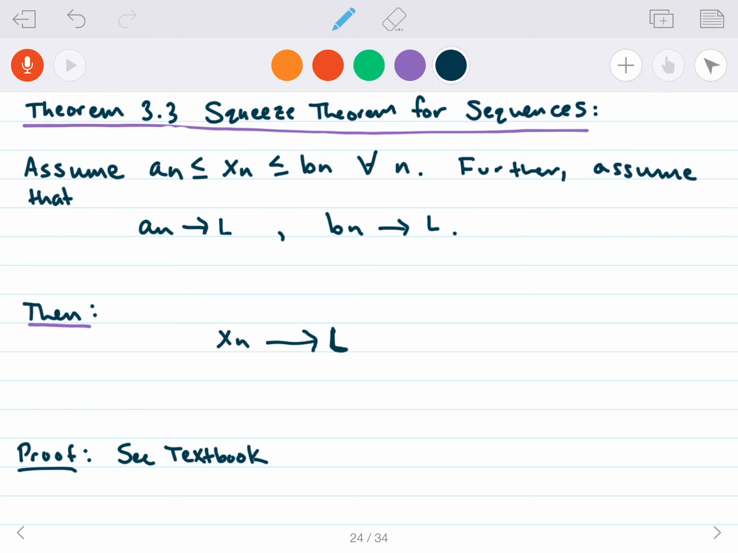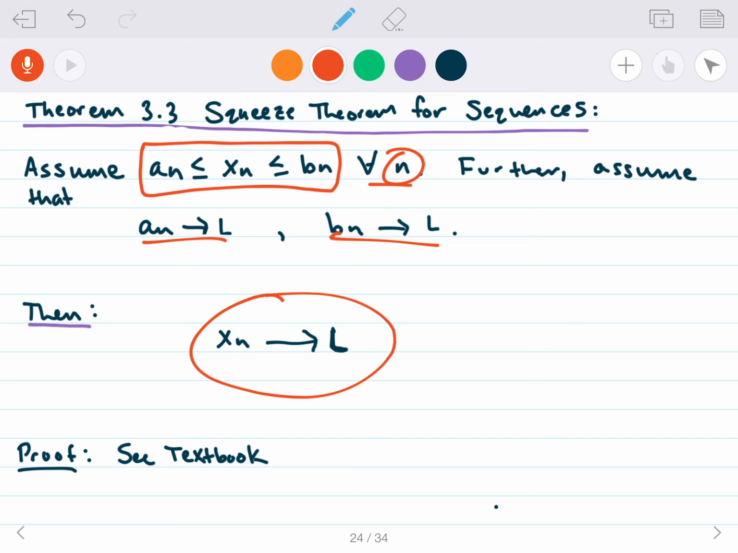Okay, so the next thing we need to learn is the squeeze theorem for sequences. If you have a sequence that is nested between two other sequences, so all of the terms in your sequence are bounded above and below by terms in other sequences, like x sub 1 is bigger than or equal to a sub 1 and less than or equal to b sub 1, and so forth for all n. And if we assume that the leftmost sequence converges to L and also the rightmost sequence converges to L, then the middle sequence is forced to converge to L. I'm going to refer you to the textbook for this proof, but let's go ahead and do an example.